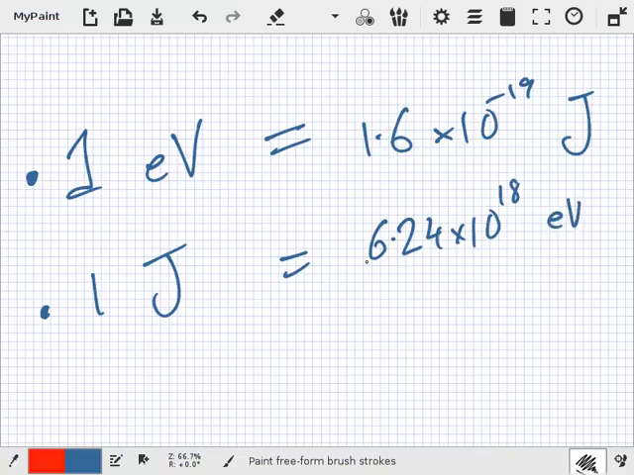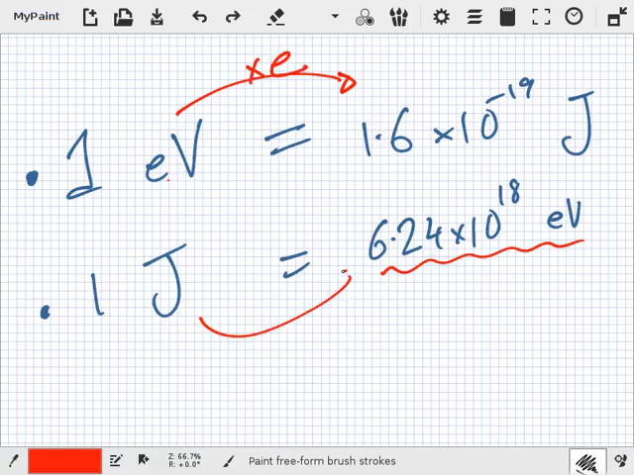So Audrey, can you see that if you have 1 electron volt, you actually have very little energy in joules. And if you have 1 joule, that's actually a lot of electron volts of energy. And the way you convert to go from electron volts into joules, you just multiply by e, and to go from joules to electron volts, you divide by e. Yeah. Okay. Continue.